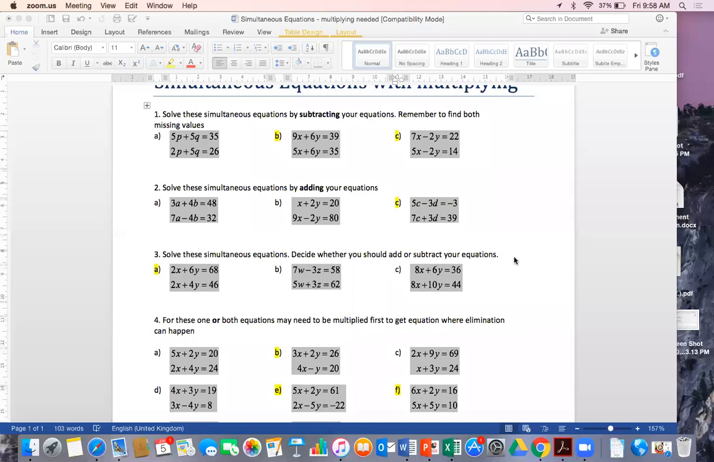Then let's look at 2C. 2C, the answer is 3 and 6. Everyone got that? And then 3A. What's the answer, Jill? 3A is 1 and 11.